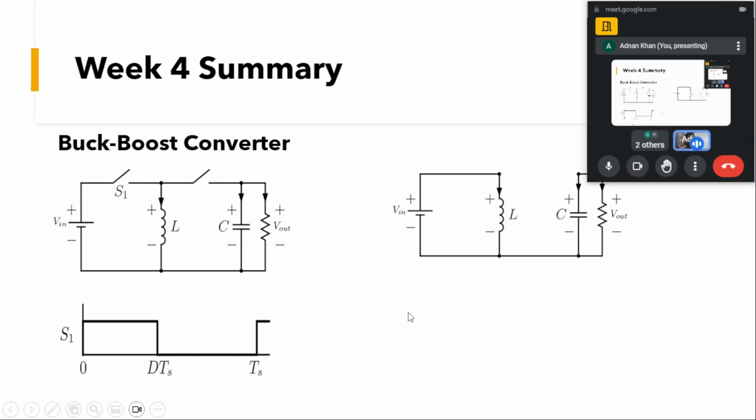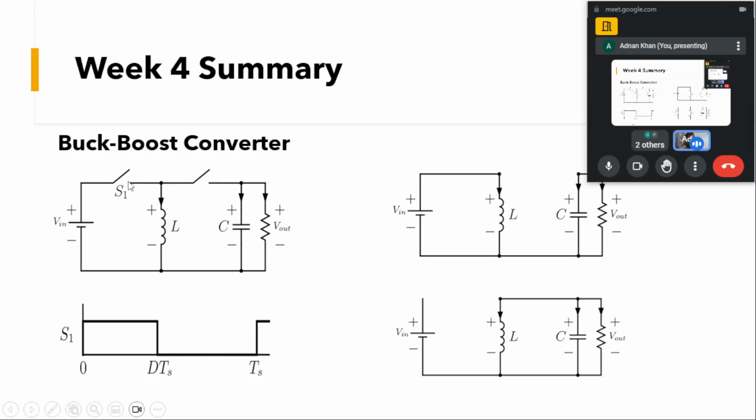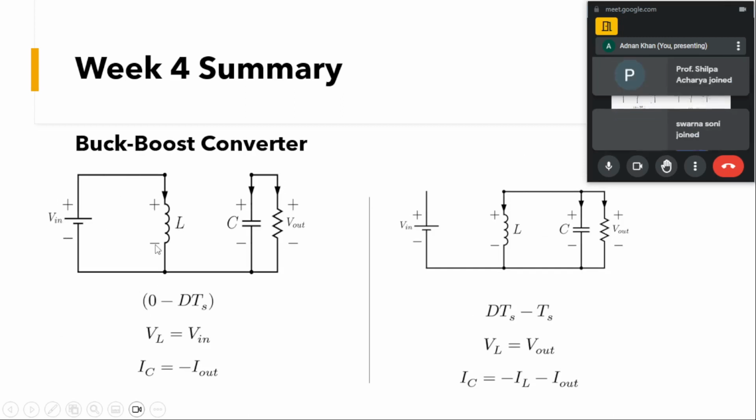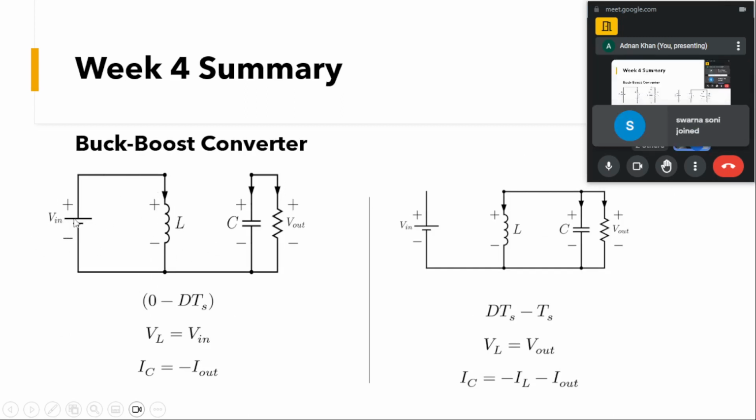For the off period, we have this waveform. When this switch is off, the other switch will be on. For this time, we have a circuit shown by this diagram. And coming here, for the period 0 to DTS when this switch is on, the voltage across the inductor will be equal to V in. VL will be equal to V in, as you can see here.